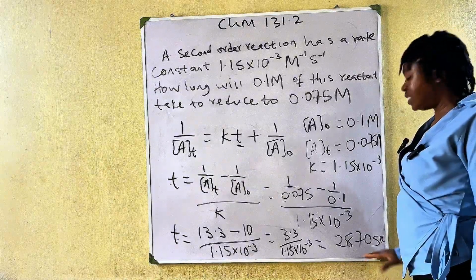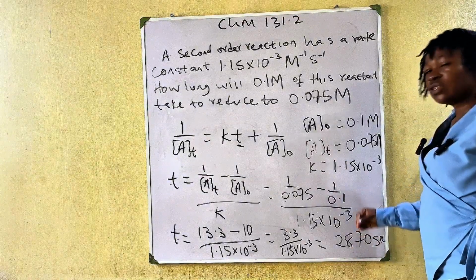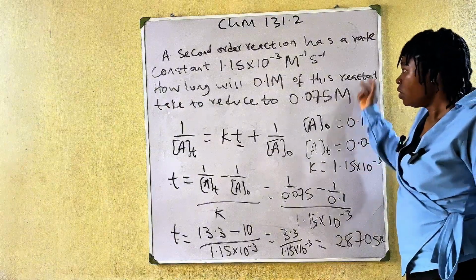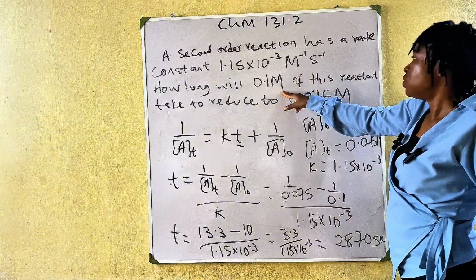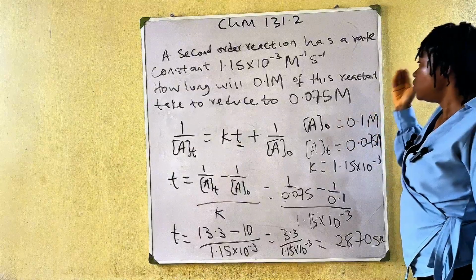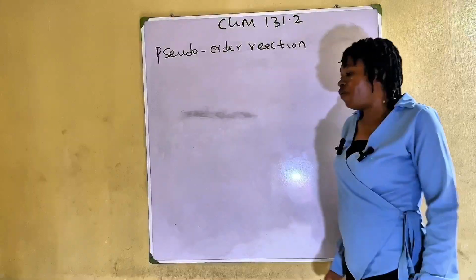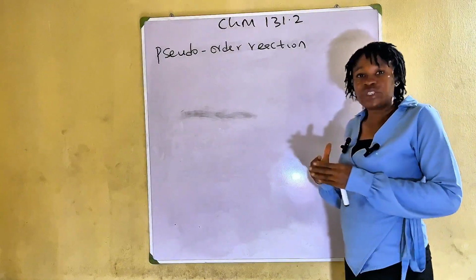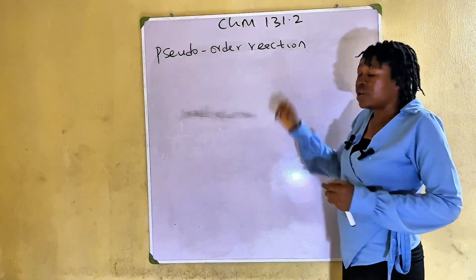It means that it takes 2,870 seconds for 0.1 mole of this reactant to reduce to 0.075. So before we go to more calculation, let's look at a pseudo order reaction.